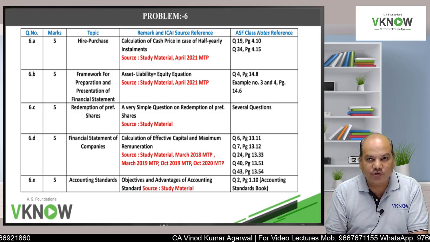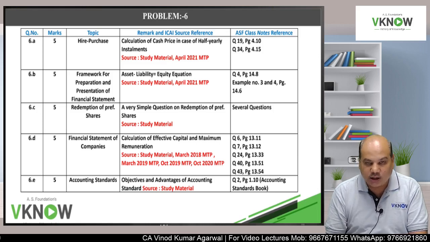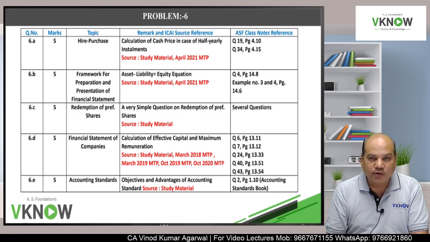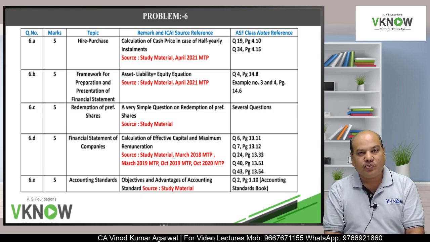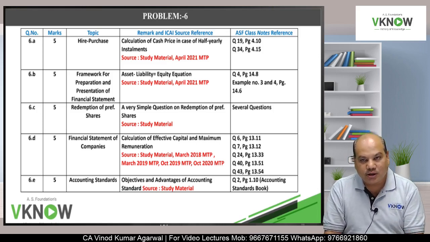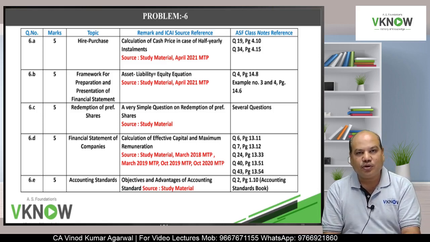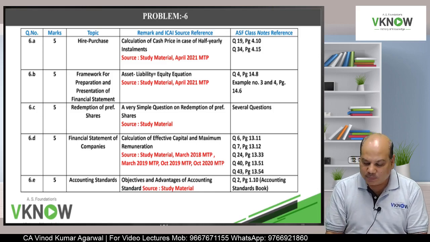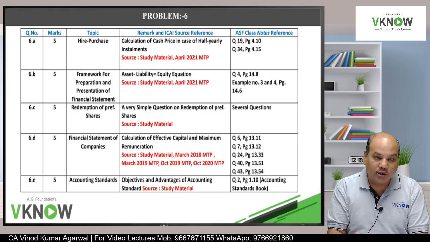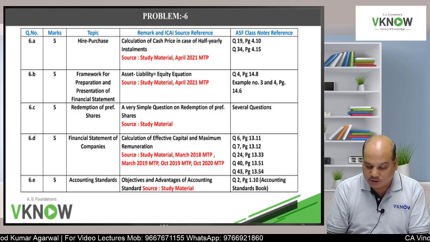Question number 6C is based on redemption of preference shares. Again, I will tell you, it is one of the very easy questions on redemption of preference shares. Similar questions are there in the study material and past exams. Students who have studied the basics of preference share redemption will be easily able to solve it. You can easily solve it. We have done around 20-25 such similar questions in our class.